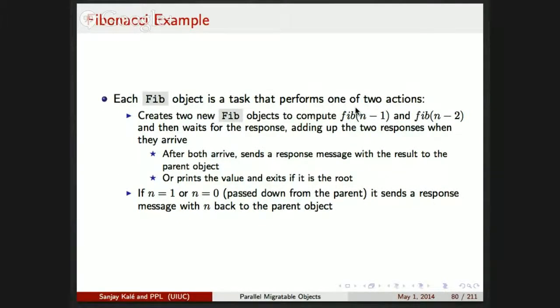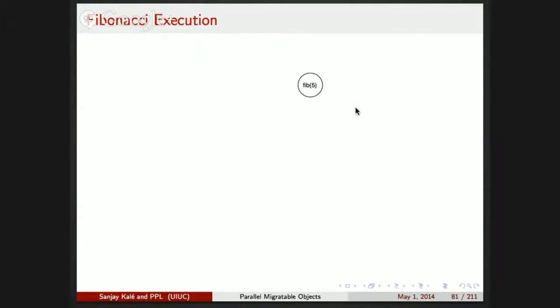In this case, we're going to define these fib objects. Each object will perform one of two actions. Either it creates two new fib objects to solve the subproblems Fibonacci of n-1 and n-2, and then waits for a response. Or if it's trying to solve fib of 1 or 0, it knows the answer right away, so it just returns it to its parent. So we end up creating this tree of Fibonacci objects, and when we hit the bottom, we're at either n equals 1 or 0, and then that result gets propagated back up to the root.